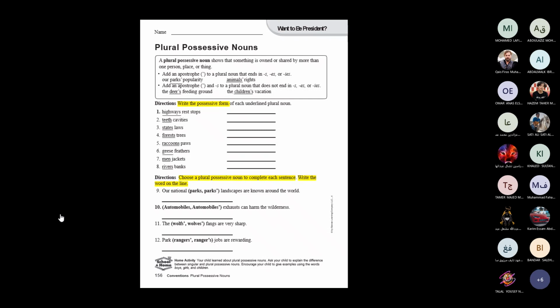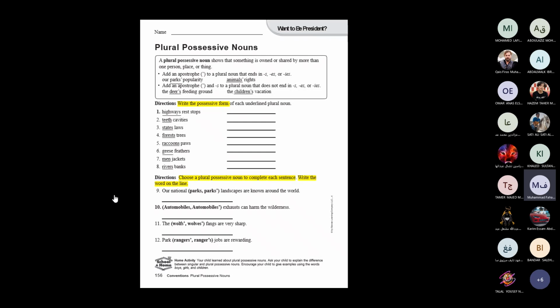Somebody's opening his mic. Close your mics, guys. Muhammad Imad, close your mic, Muhammad. Okay, Muhammad Fahad. Muhammad Fahad. What is Muhammad Fahad? Muhammad Fahad.